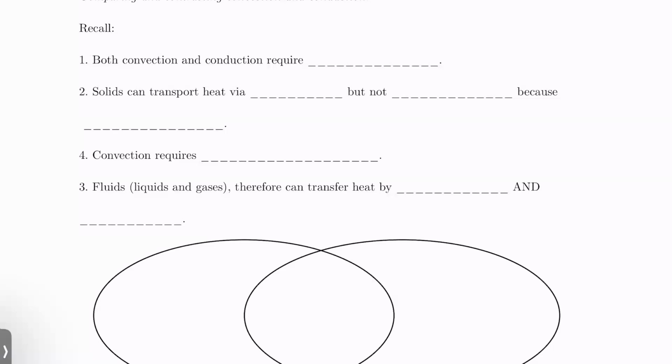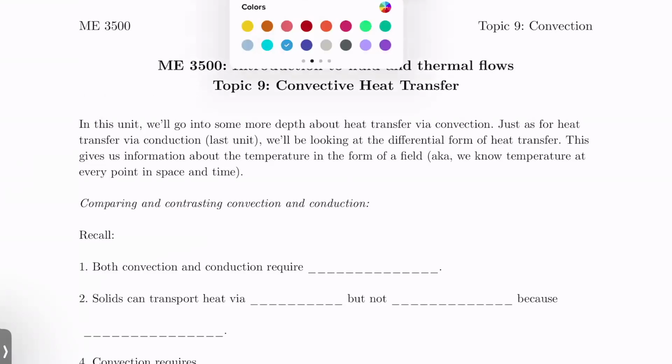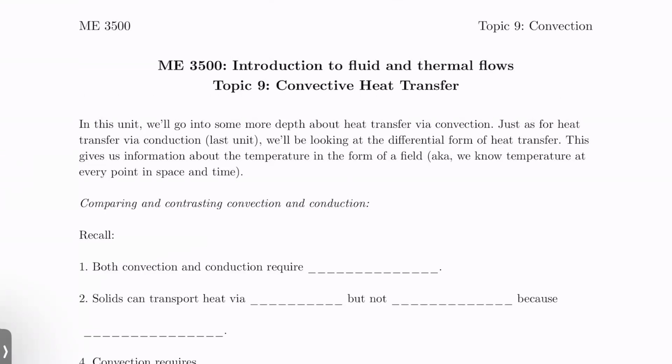So let's dive in. Our last unit is sticking with heat transfer, and we're going to talk about convection now, which is really kind of the marriage of heat transfer and fluid mechanics, because convection is heat transfer that involves a fluid that moves, right? So what we're going to do is also look at the differential form of heat transfer, just like how we did for conduction in the last unit. But we're going to do it for convection.